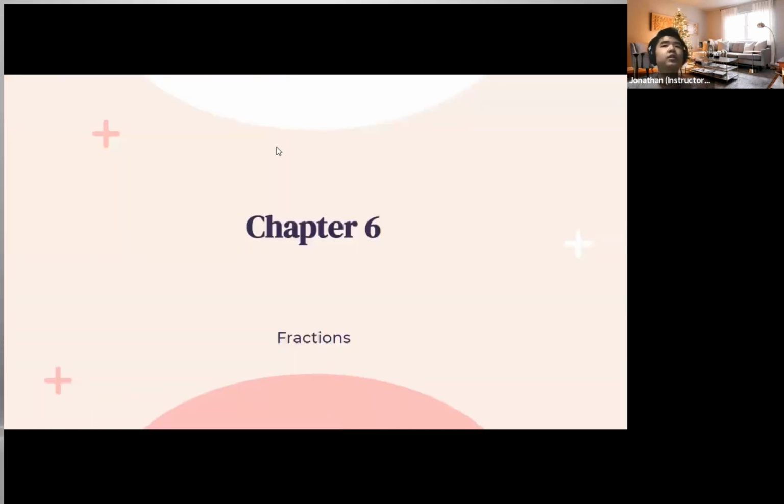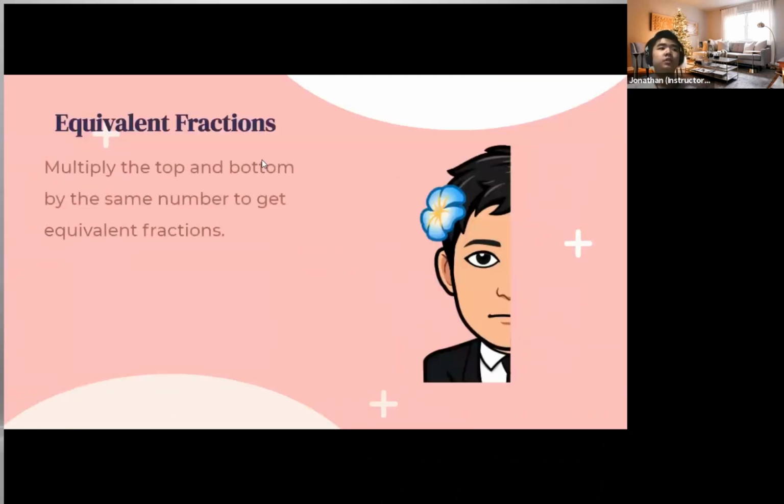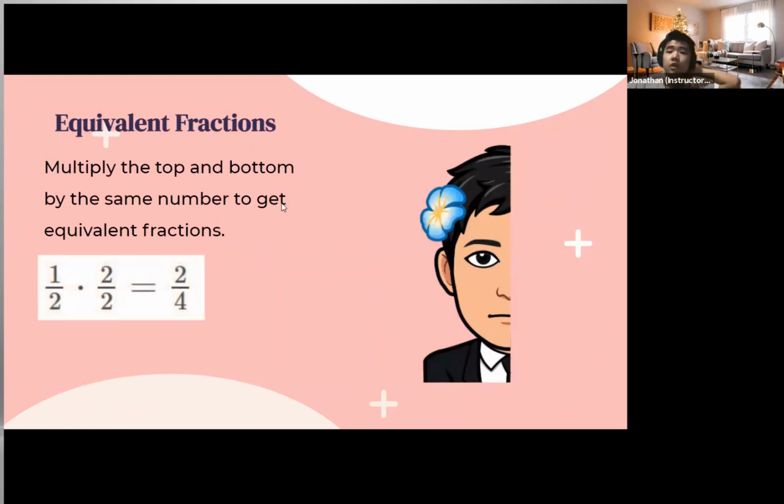Okay, fractions. Let's talk about fractions. So equivalent fractions. We multiply the top and the bottom by the same number to get equivalent fractions. For instance, 1/2 is equal to 2/4. You can multiply the top and the bottom by 2 because 2 divided by 2 is 1. So it's the same thing as multiplying by 1, except we just changed the fraction. So 1/2 is equal to 2/4.